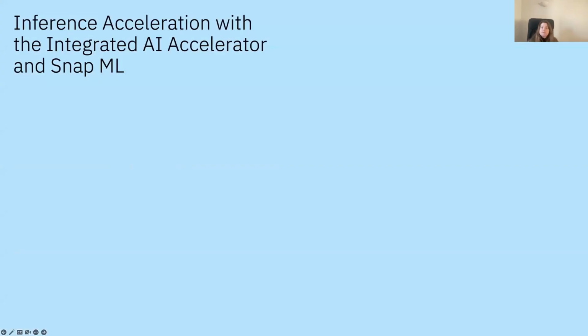So this was the introduction to SnapML, the library that we're using for running machine learning algorithms. Let's now take a look at the holistic AI stack that is available on Z.